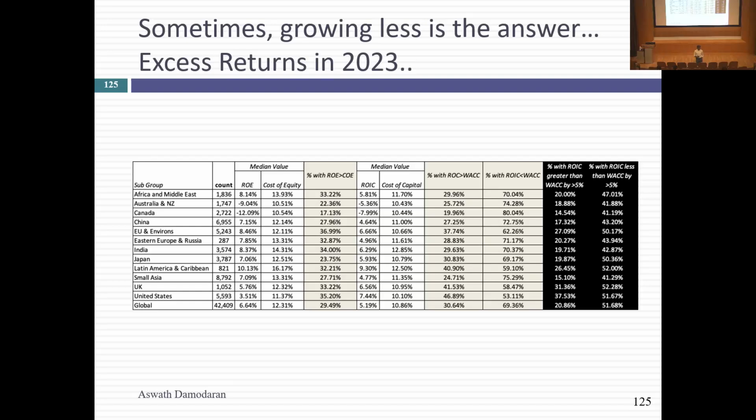So this is the percentage of companies that earn less than the cost of capital and more than the cost of capital in 2022. It's one year. I know it comes with all its caveats. In 2022, 70% or close to 70% of companies earn less than the cost of capital. Only 31% of companies earn more than their cost of capital.